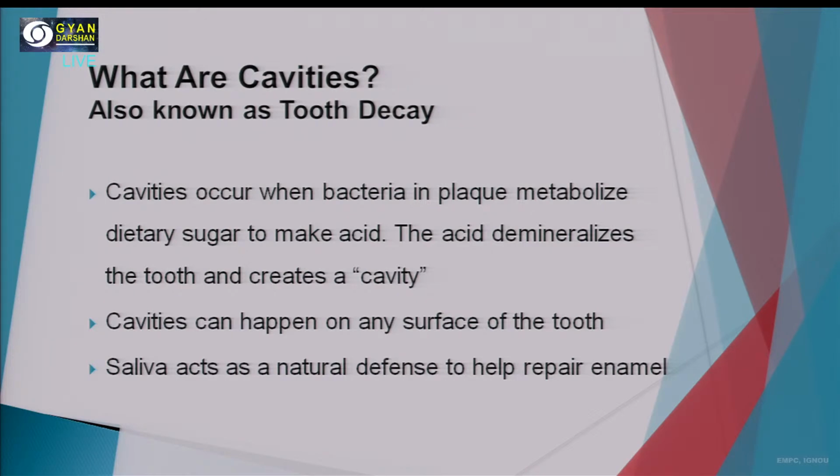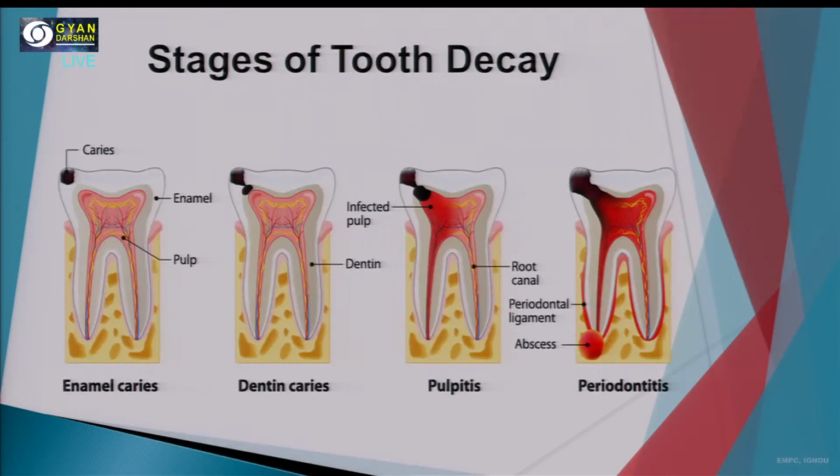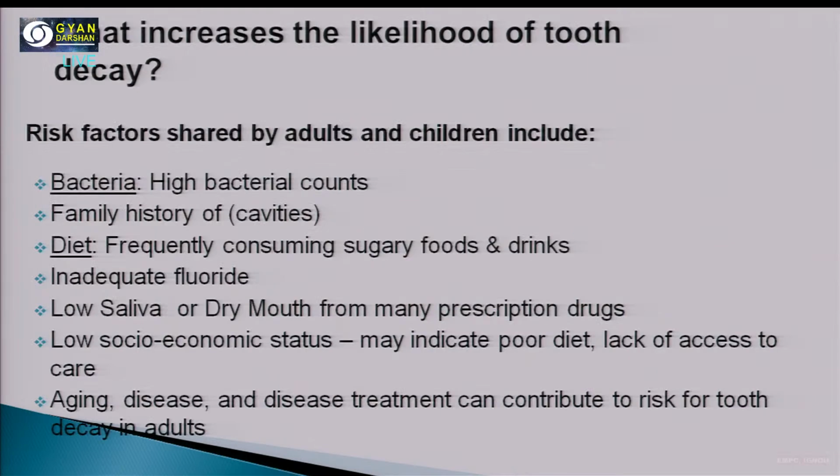Cavities can happen on any surface of the tooth. And our saliva acts as a natural defense to help repair the enamel. Now, these are the stages of tooth decay. We can see in the first picture, the caries has affected the outermost layer, that is the enamel, so it's known as enamel caries. Slowly, if it is left untreated, it progresses to involve the dentine, that is dentine caries. Then slowly the pulp gets involved, and this leads to a condition called pulpitis, and it is also painful. And lastly, it affects the periodontium, causing an abscess, and that condition is called periodontitis.